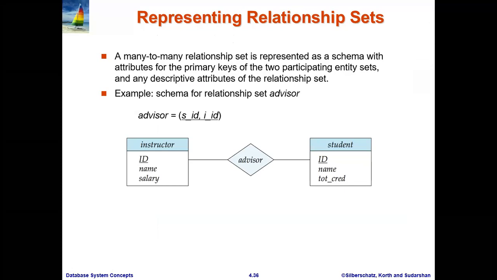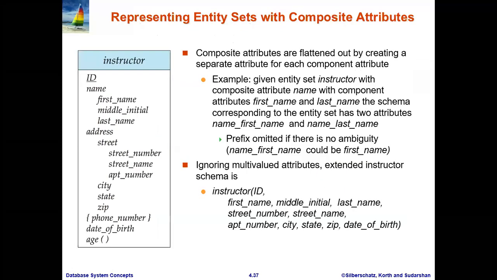We've seen representation of relationship set with schema. Now, we'll see the next point, representing entity sets with composite attributes.